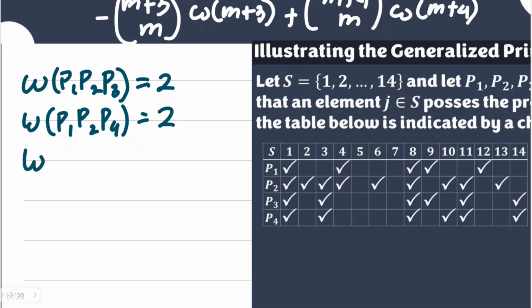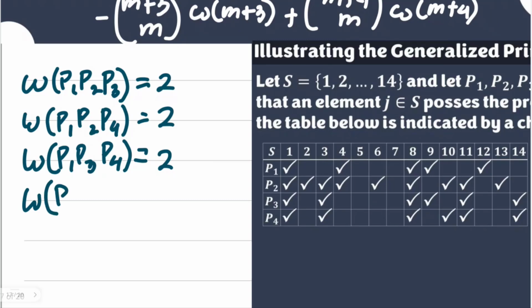The next combination for P sub 1, P sub 3, P sub 4. So let's look into this. 1, 3, and 4. So you have 1, 2, 1, 3, and 4. So again, we only have 2 of them. Then next we have the omega for P sub 2, P sub 3, and P sub 4. Okay? So let's look at this. 1, 2, 3, 4. There are 4 of them. So we'll have 4 here.